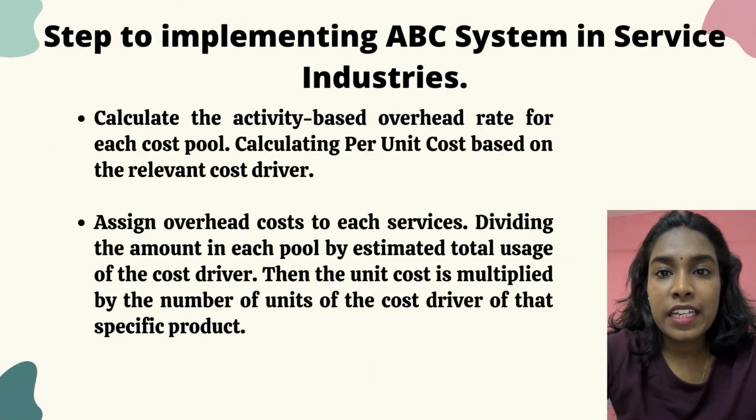Thirdly, calculate the activity-based overhead rate for each cost pool, calculating per unit cost based on the relevant cost driver. Lastly, assign overhead costs to each service, dividing the amount in each pool by the estimated total usage of the cost driver. Then the unit cost is multiplied by the number of units of the cost driver of that specific product.